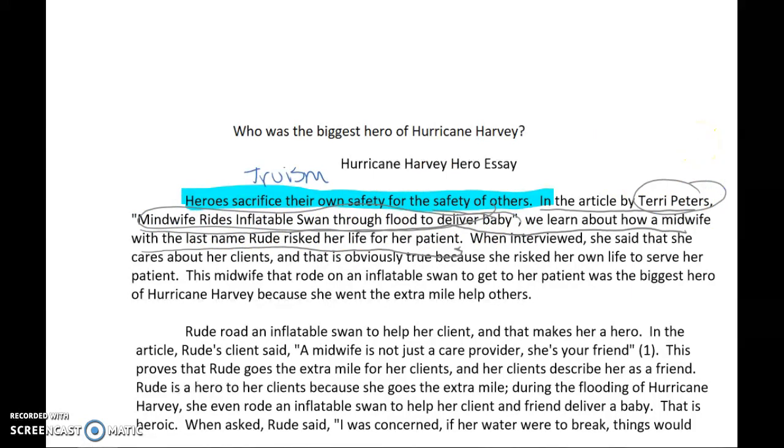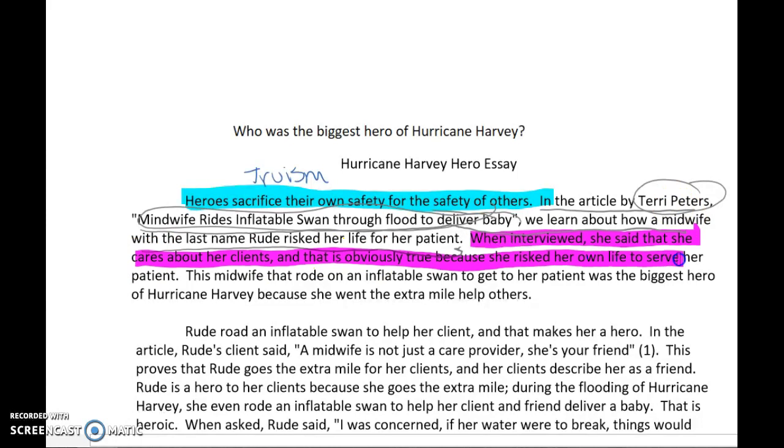Then we have this setup, which is, when interviewed, she said that she cared about her clients, and that is obviously true because she risked her own life to serve her patient. We are reviewing what happened in the article. Her clients say that they care about her, and it is true because she risked her own life. We're not giving too much away, but we are just previewing what happened.